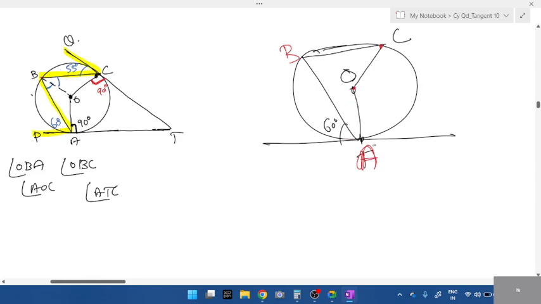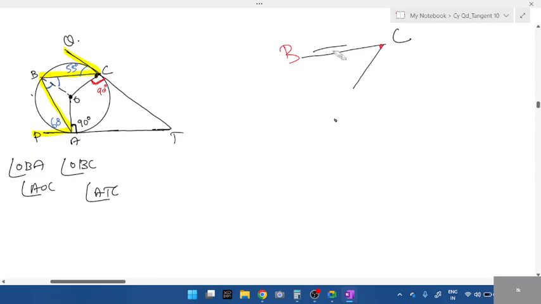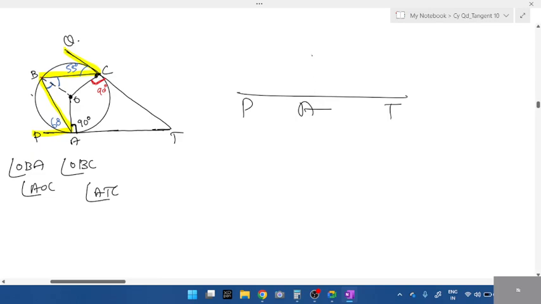BCOA, students. It is not touching the circumference of the circle, therefore it's not a cyclic quadrilateral. Fine, you can't use interior or alternate segment theorem here. Next, how do you enter into the triangle? Can you see angle PAT? A straight line. I'll draw this.